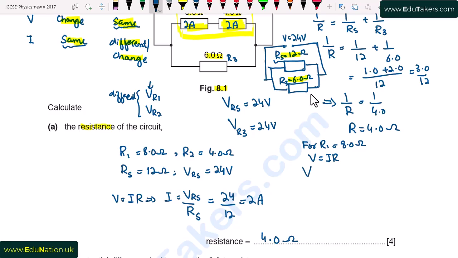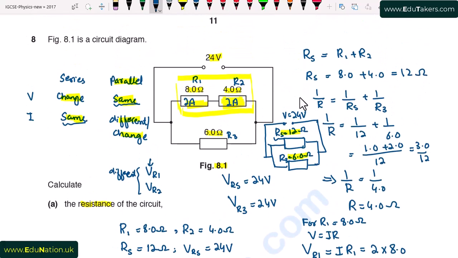Here we have to find out the value of VR1, which is equal to IR1. So the current across R1 is 2 ampere multiplied by its resistance, 8.0 ohm. So V of R1 is equal to 16 volt. It means that across R1 the potential is 16 volt. Now we also find out across R2 and check whether the total potential difference is equal to 24 volt or not. If it is equal to 24 volt, then our calculation is correct.